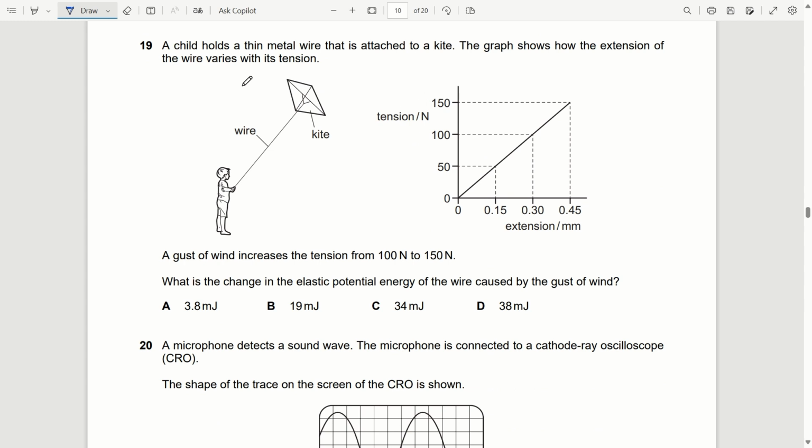19th question. A child holds a thin metal wire that is attached to a kite. The graph shows how the extension of the wire varies with its tension.